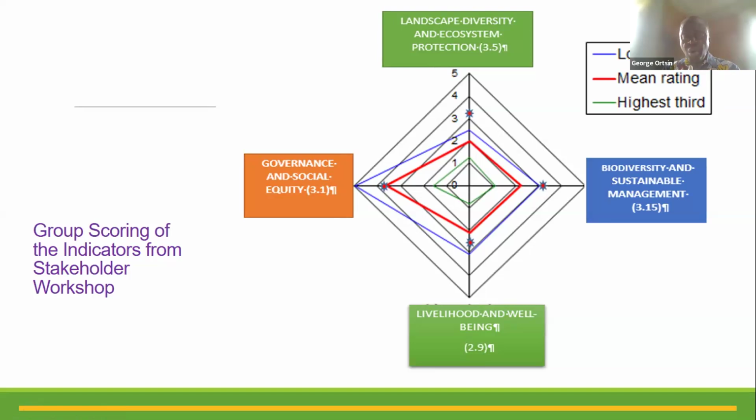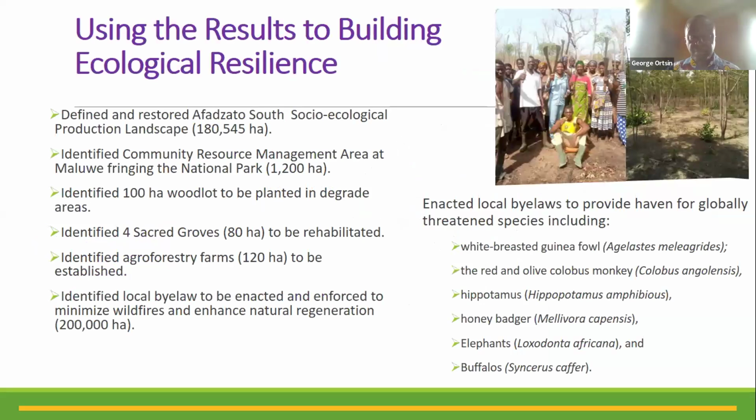You need to work more on the landscape, ecosystem diversity. You need to promote activities to ensure biodiversity conservation. And then livelihood should be one of the driving forces because it is the one which underlines the reason why all these changes are taking place. You need to strengthen the governance and then the social equity system in the area.